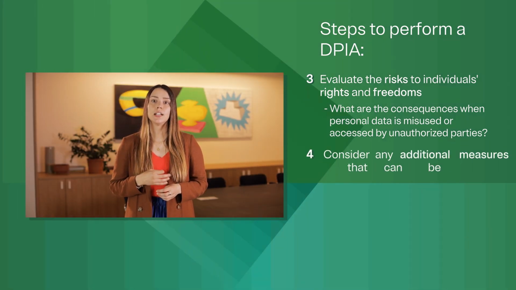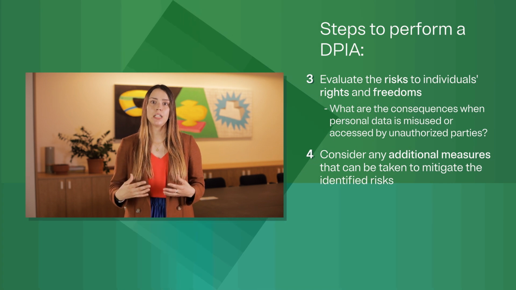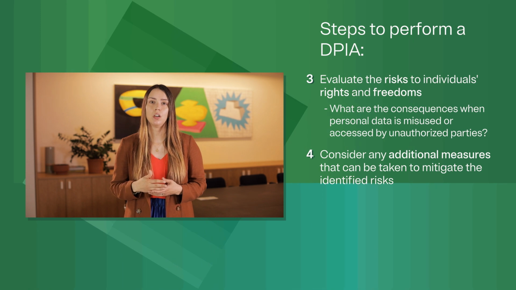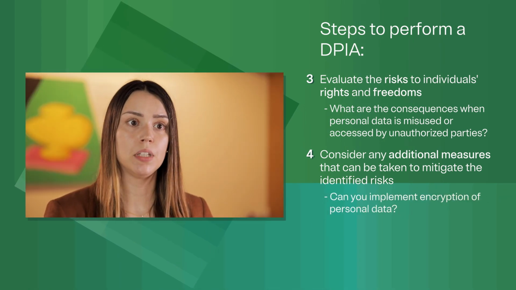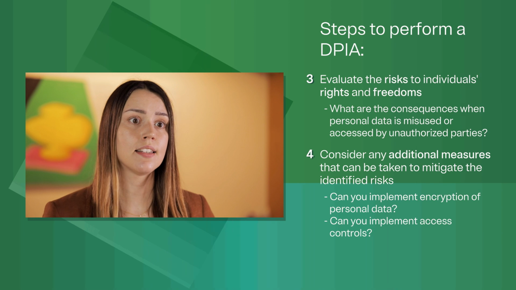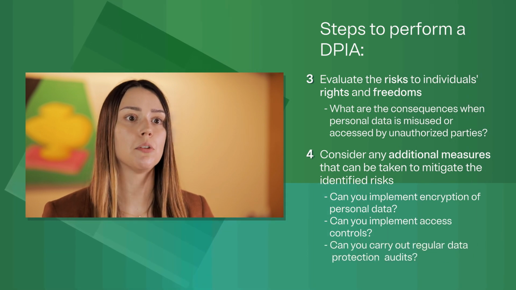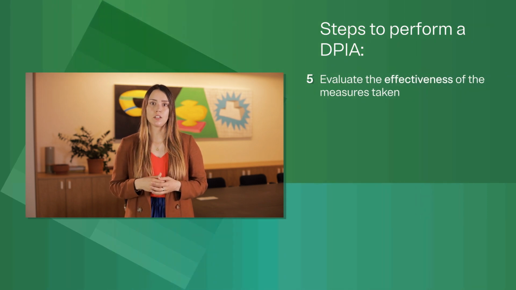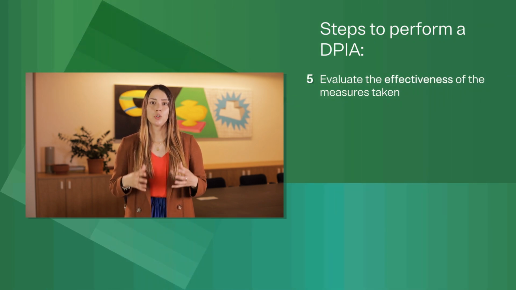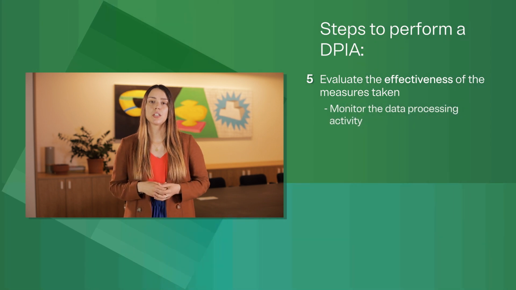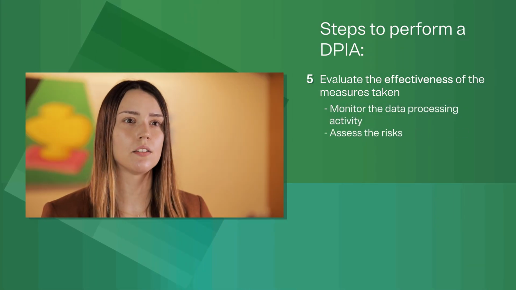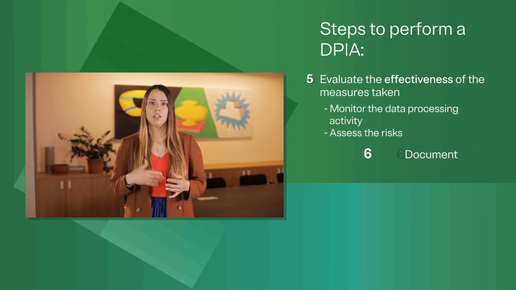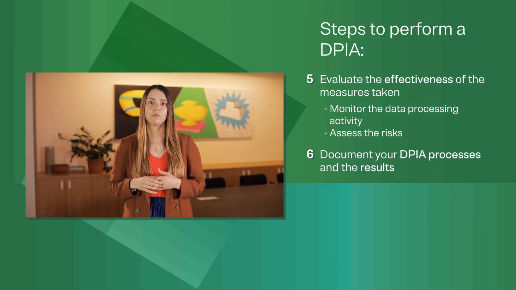Fourth, consider any additional measures that can be taken to mitigate those identified risks for the individuals. Can you, for example, encrypt the data? Can you implement access controls or carry out regular data protection audits? Fifth, evaluate the effectiveness of the measures you've taken. Make sure you regularly monitor the data processing activity and assess the risks to make sure that they are being effectively managed. Sixth, document your DPIA processes and results.